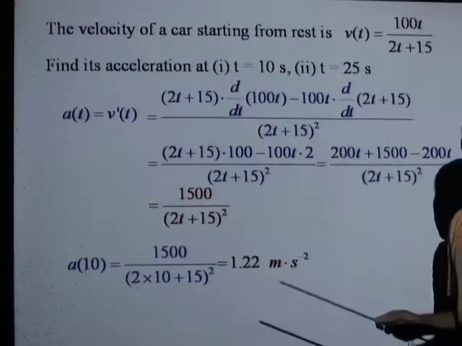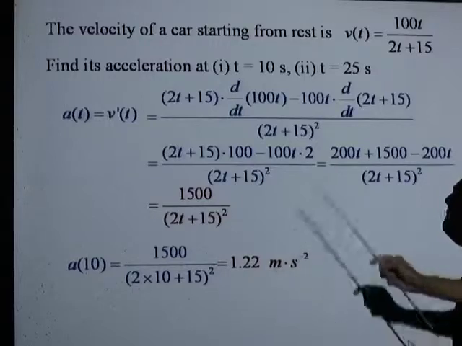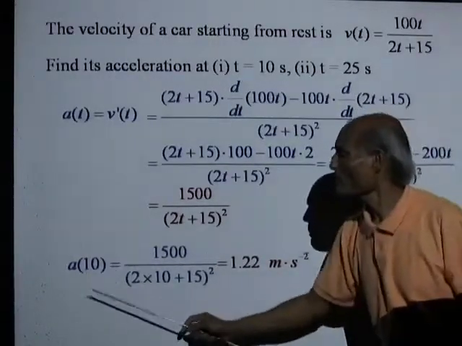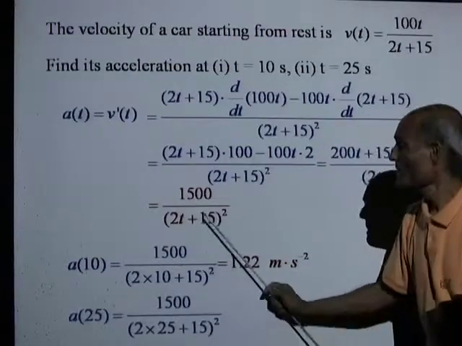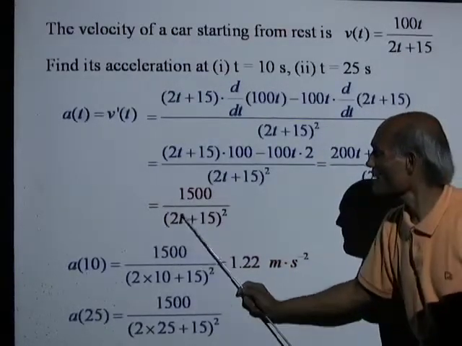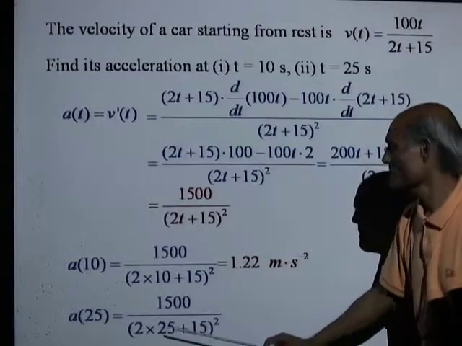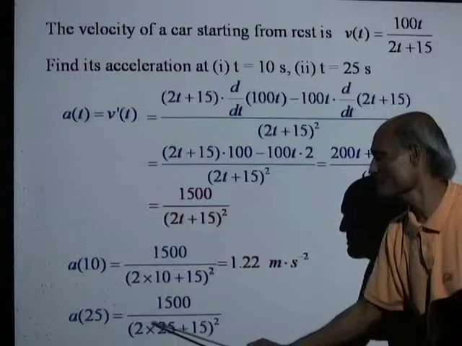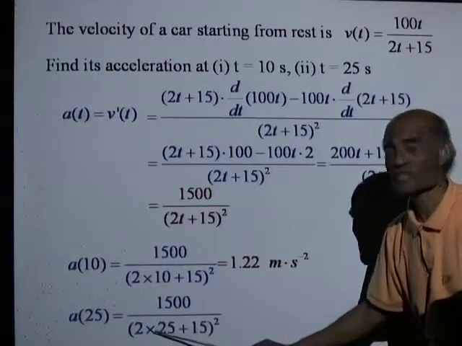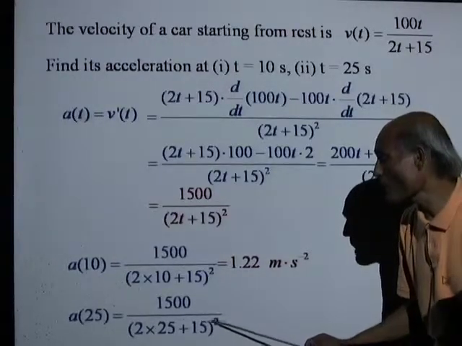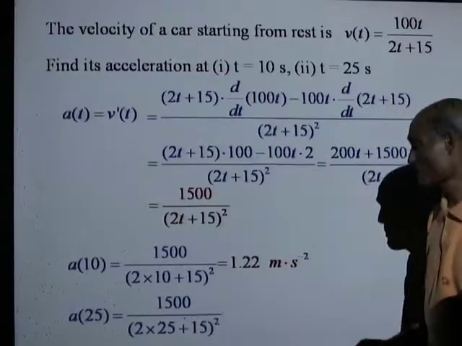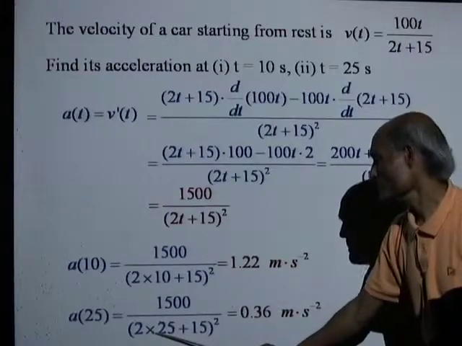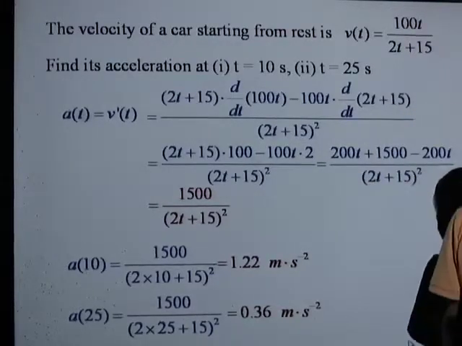Similarly, what is the acceleration at t equals 25 seconds? Not 2.5, 25 seconds. So a of 25 is, similarly, replace your t by 25. And the denominator now is, look at this, 2 times 25 is 50, 50 plus 15 is 65... 1500 divided by 400. Well, is that 0.36?